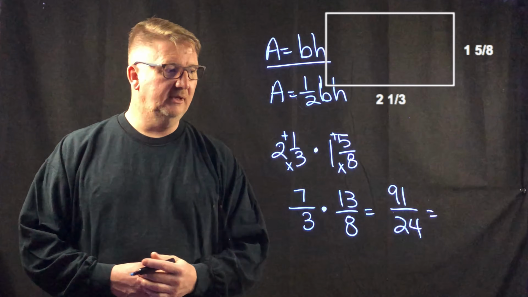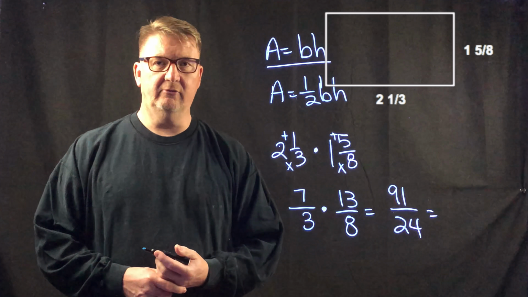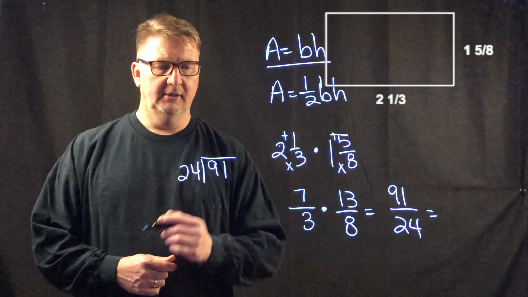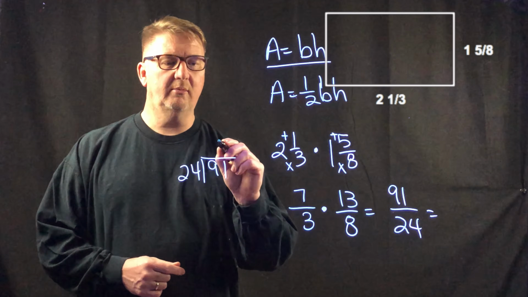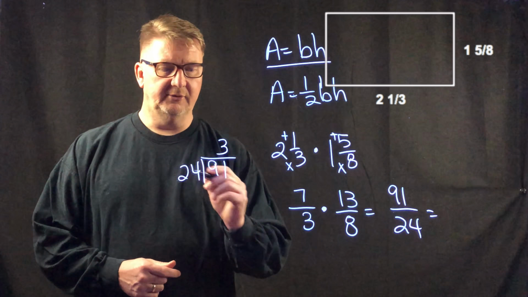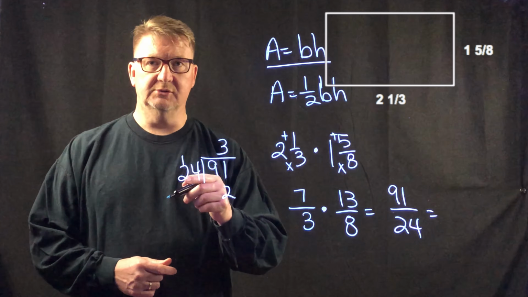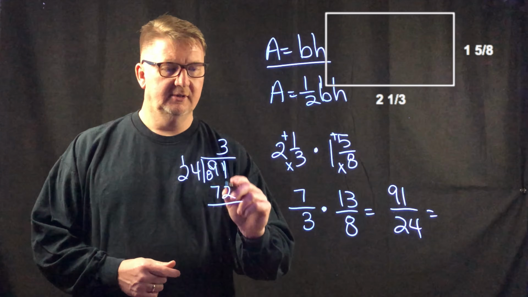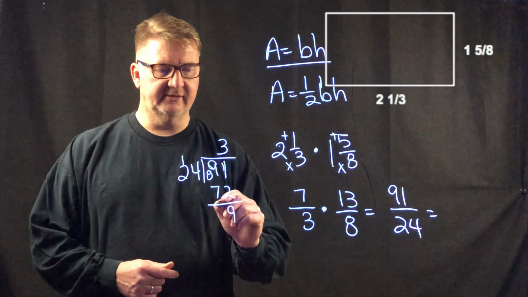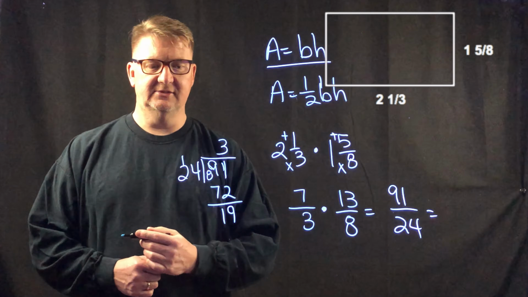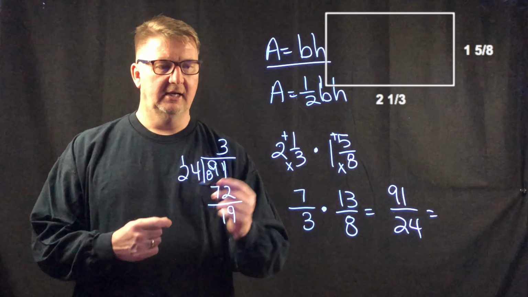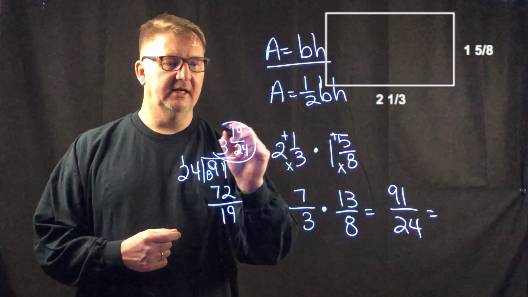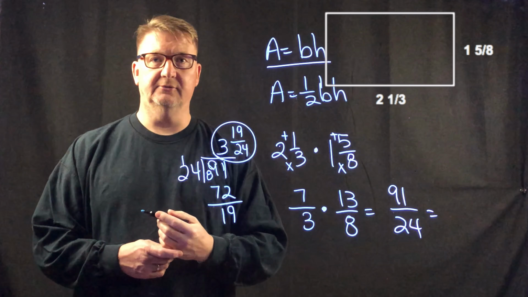So I need to go ahead and divide 91 by 24. I'll just do that right here. 91 divided by 24. All right, 24 will go in the 91 probably 3 times at the most. 3 times 4 is 12. 3 times 2 is 6, plus 1 is 7. I try to subtract. 2 from 11 is 9, and 7 from 8 is 1. 19 is less than 24, so this is good. My answer is 3 19/24, and that is the area of this rectangle.